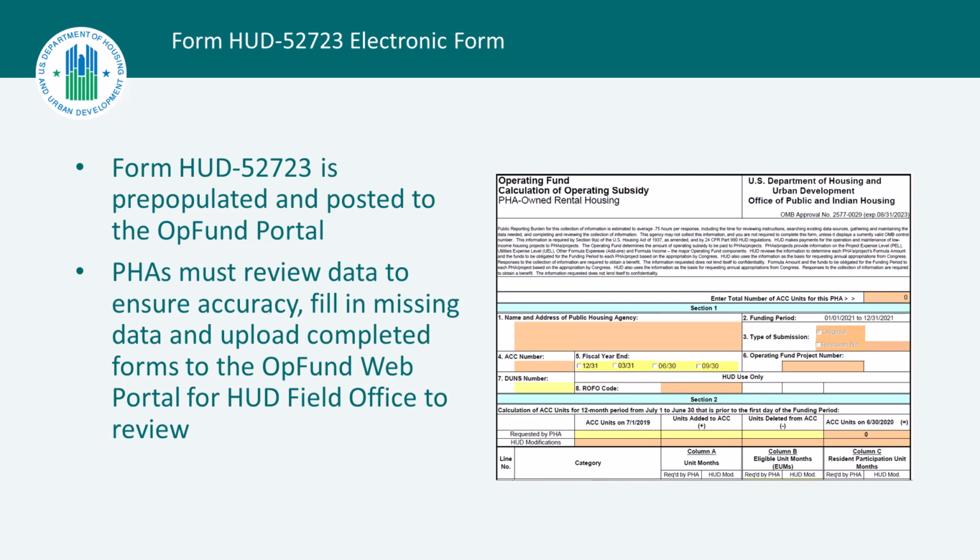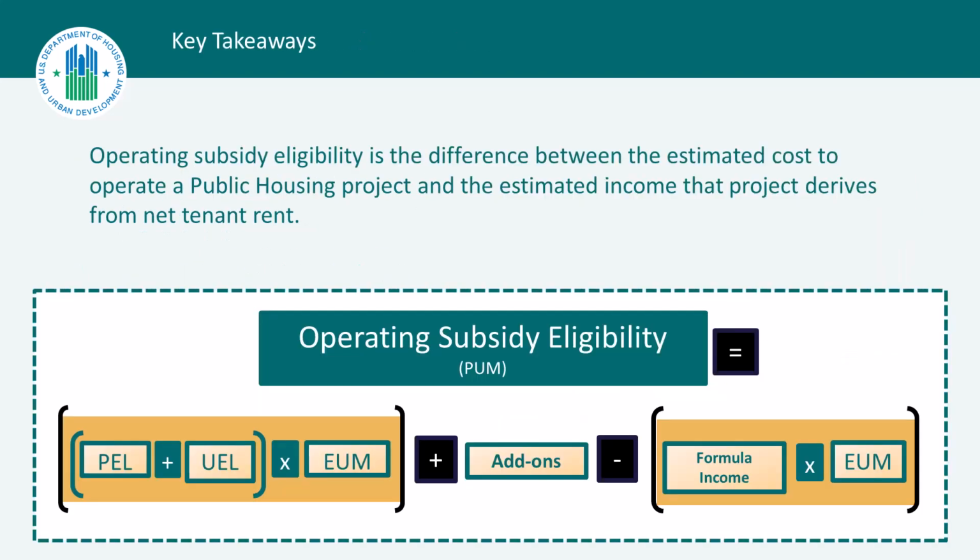Edits should be rare, as the data is pre-populated from PIC data, which PHAs are responsible for ensuring is up to date and accurate on an ongoing basis. PHAs are responsible for verifying the data that is on the form and completing any missing information. In summary, the operating subsidy eligibility for a project is the difference between the estimated cost to operate a public housing project and the estimated income that a project derives from net tenant rent.